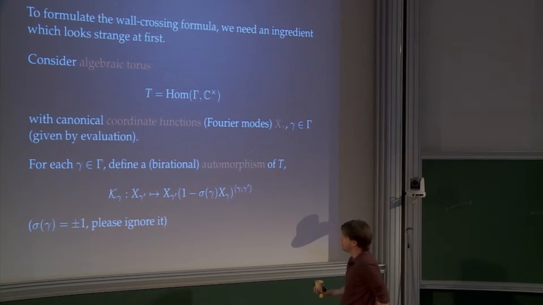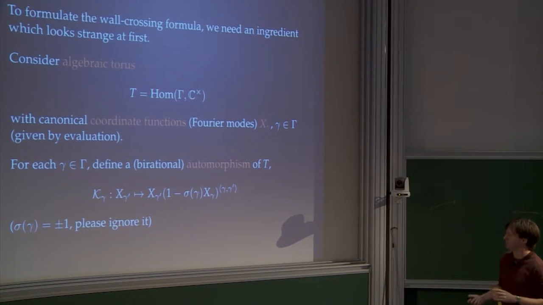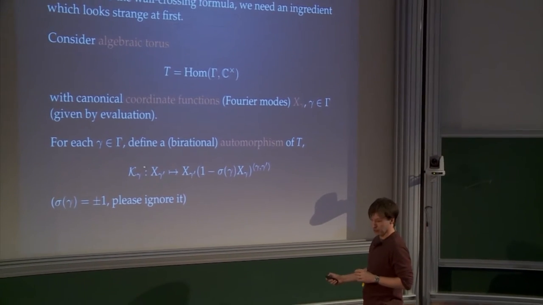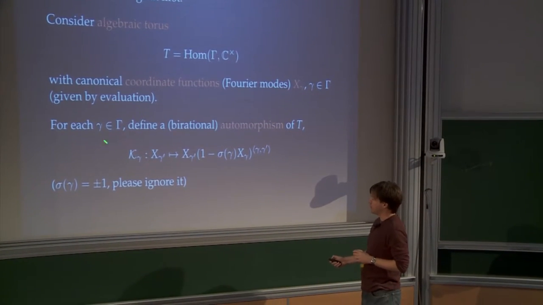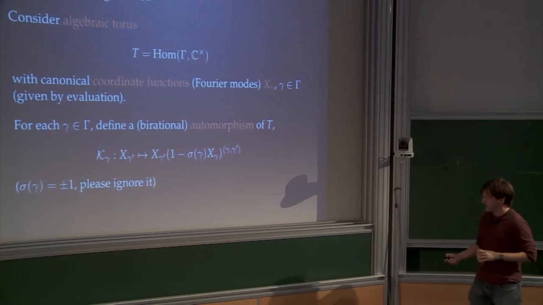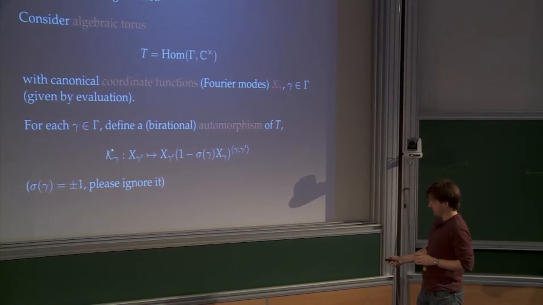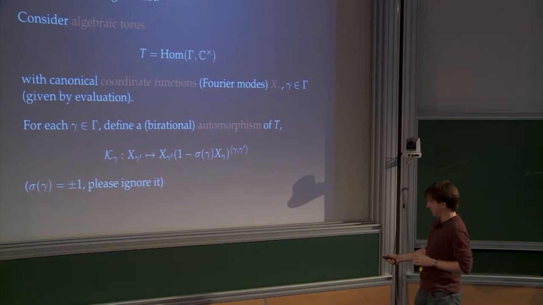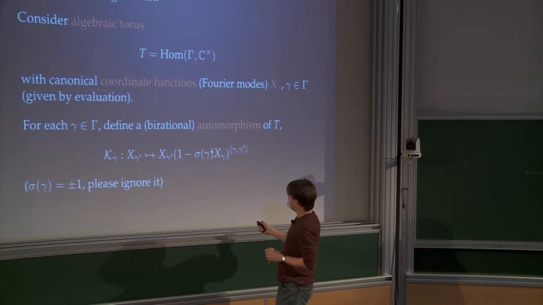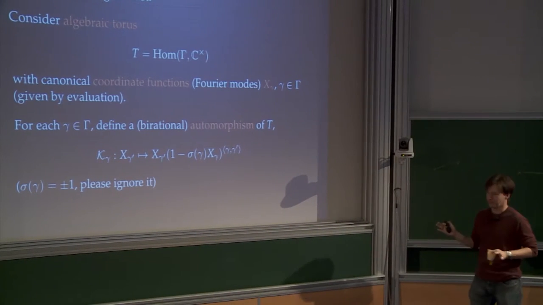Kontsevich and Soibelman invite you to consider a certain automorphism of this torus. To give you the automorphism, I just have to tell you what happens to the coordinates of the torus. So for each gamma, we'll define this automorphism, call it k gamma. The way this automorphism acts, it takes a coordinate x gamma prime and maps it to, again, x gamma prime, but multiplied by some factor. The sigma of gamma is a kind of tricky sign that enters into this story, so it would be better if we ignore it for now.